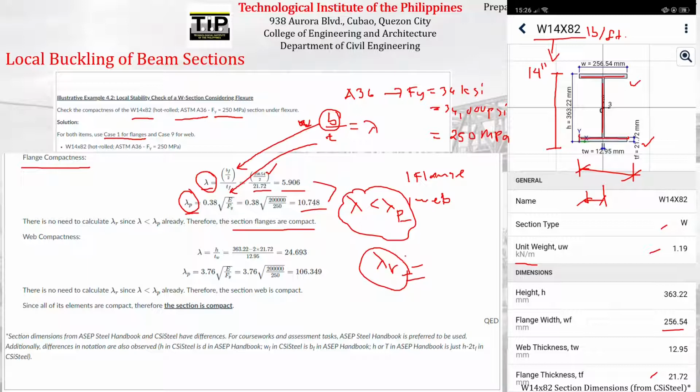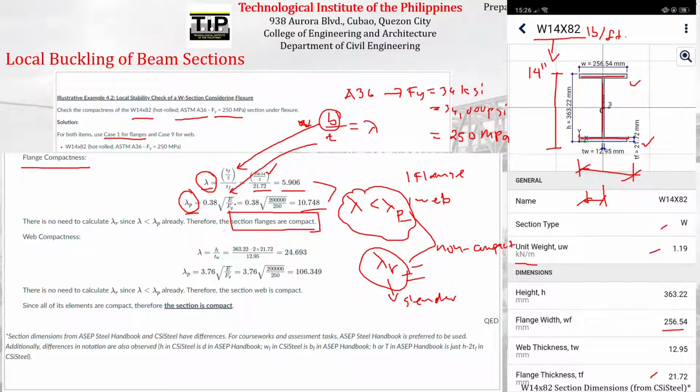Because if it is in between lambda p and lambda r, we can say that it is non-compact, according to the formula that I have given a while ago. But if it is beyond lambda r, it is slender. So if ever, the provisions of the code that you will use for those cases are different. But again, for the particular case at hand, we already found out that the section is compact. Therefore, we can say that the section flange is compact, or flanges are compact since we have two flanges.